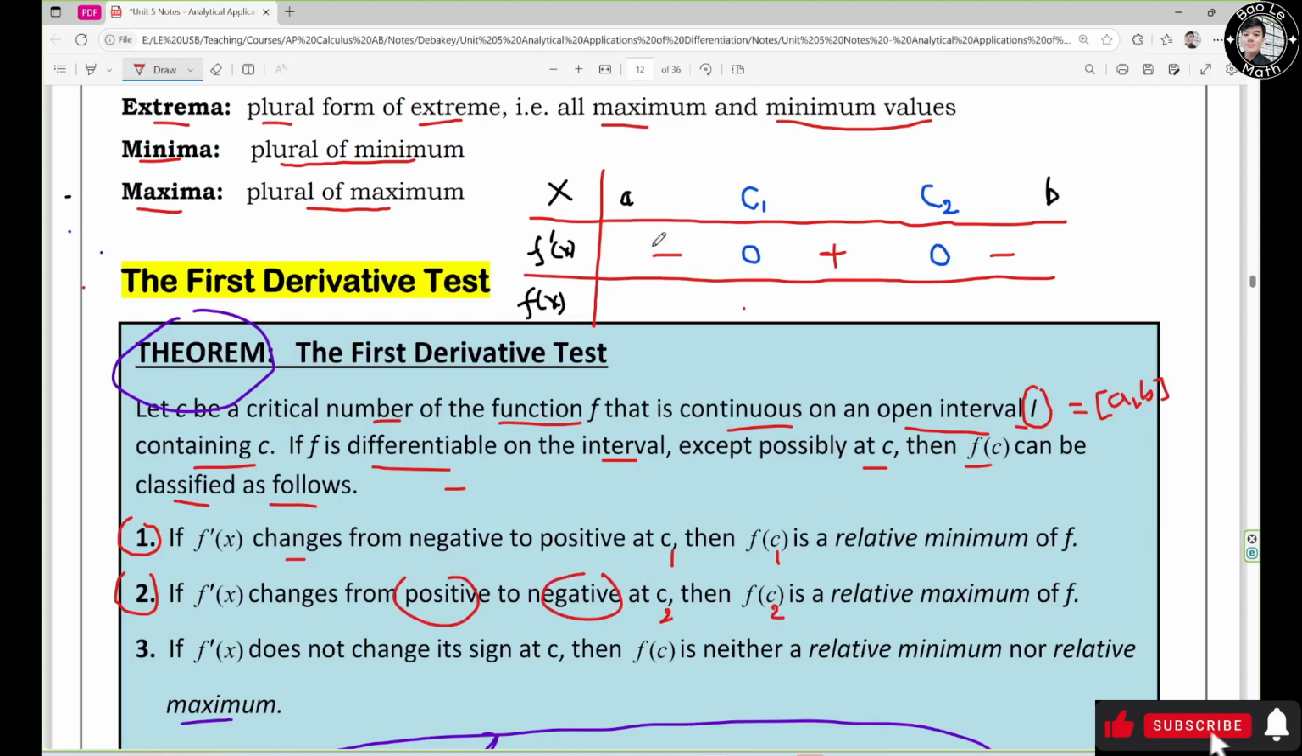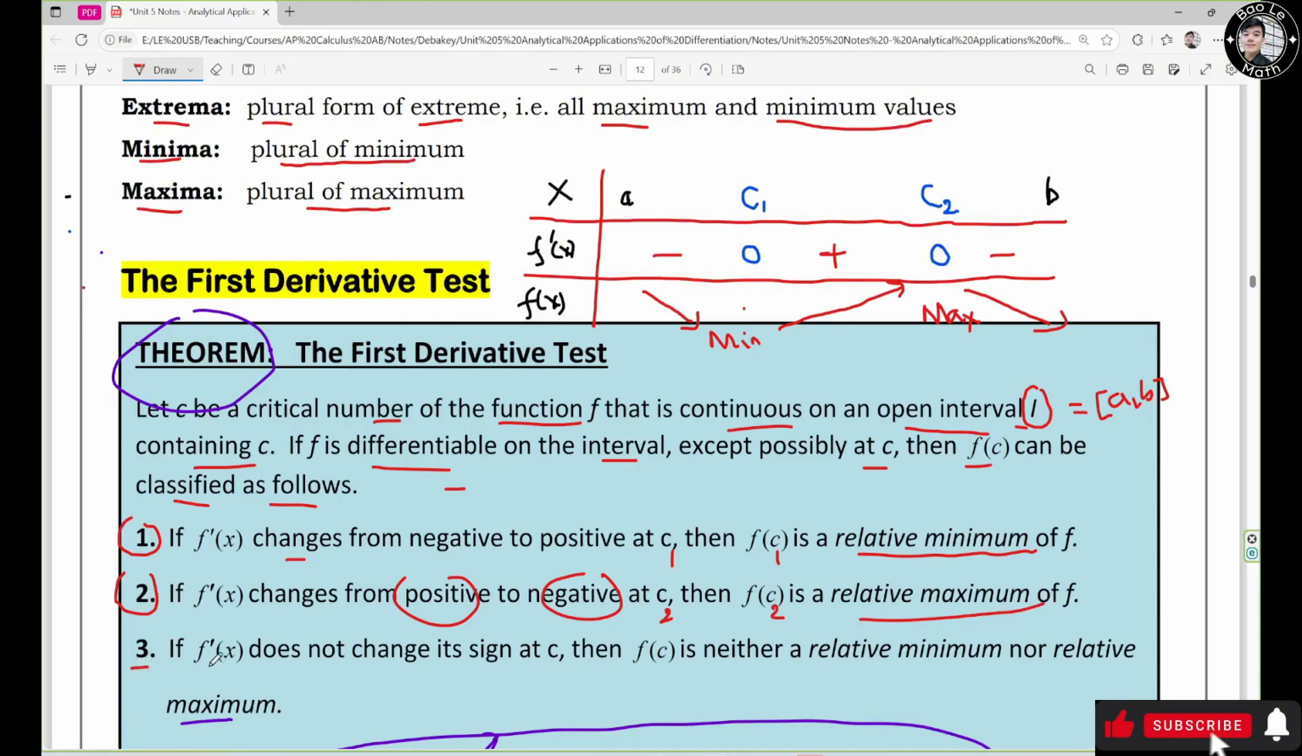Now, since f prime of x is negative, the function f of x is decreasing. And this one, the function f of x is increasing because f prime of x is positive right here. And similarly, this one is decreasing. So you have the relative minimum right here and the relative maximum right here.